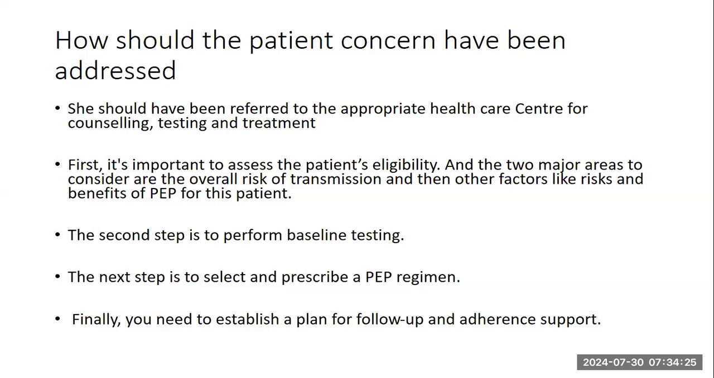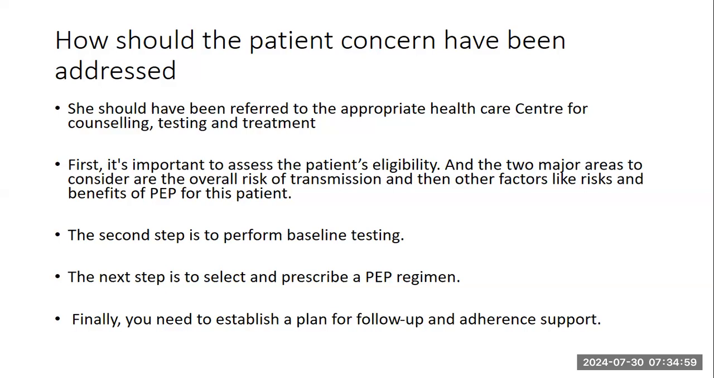But in this case, if you want to address this patient's issues, one, you have to assess the patient's eligibility. You need to ask when was the last time you had sex, whether the patient is even eligible to take the PEP. Is it more than 72 hours or less before you can consider that? Now, if the patient is eligible, you have to look at the risk of transmission. Was it high risk or low risk? And then you also have to look at the risks and benefits of giving the PEP to that patient.